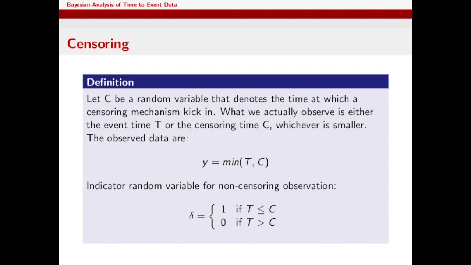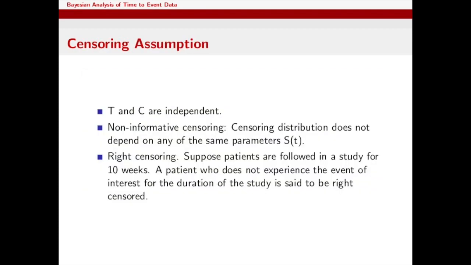So for a formal definition, let C be a random variable that denotes the time at which a censoring mechanism kicks in. What we actually observe is either the event T or the censoring time C, whichever is smaller. The observed data are Y equals the min of T and C. We also have to include an indicator random variable for the non-censoring observations, which we're going to call delta. So delta is going to equal 1 if T is less than or equal to C, and 0 if T is greater than C.